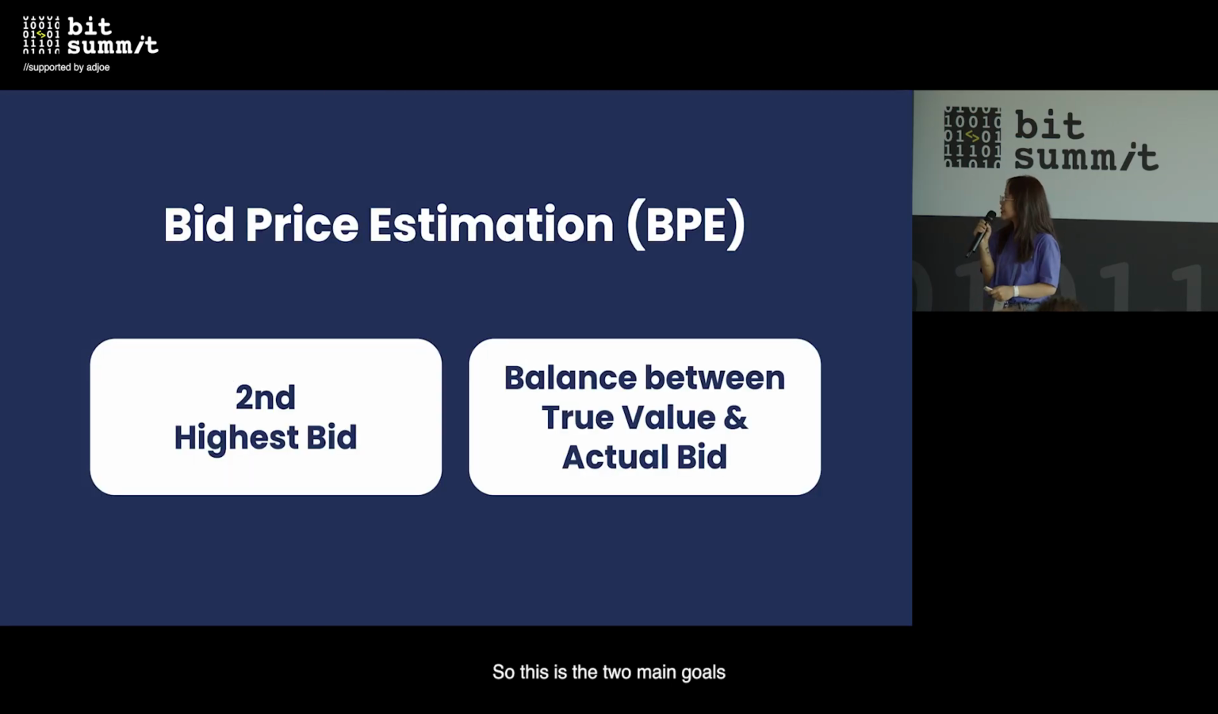So these are the two main goals for BPE. On the first goal, we want to estimate the second highest bid in these auctions, and the second goal is to try to find a balance between the true values and the actual bids, so that we can still make some margin out of the auctions.